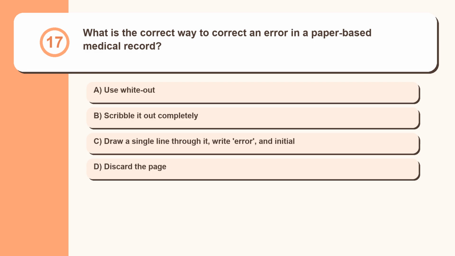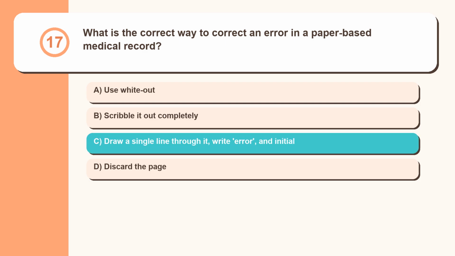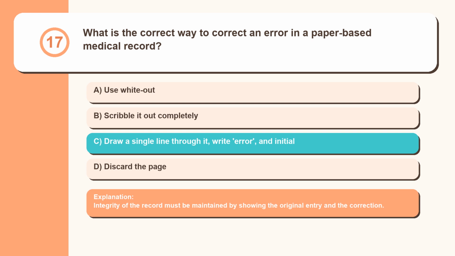Question 17. What is the correct way to correct an error in a paper-based medical record? Use whiteout. Scribble it out completely. Draw a single line through it. Write error and initial. Discard the page. Integrity of the record must be maintained by showing the original entry and the correction.